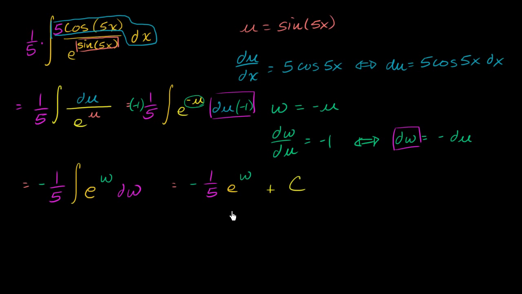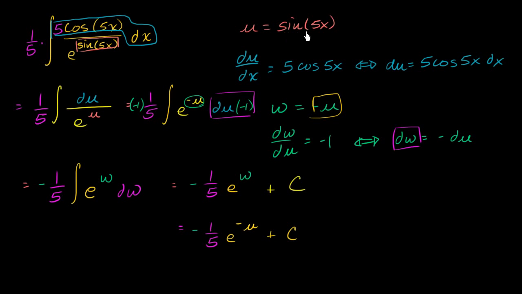And now we just have to do all of our unsubstituting. So we know that w is equal to negative u, so we could write that. So this is equal to negative 1/5. I want to stay true to my colors. Negative 1/5 e to the negative u, that's what w is equal to, plus c, but we're still not done unsubstituting.